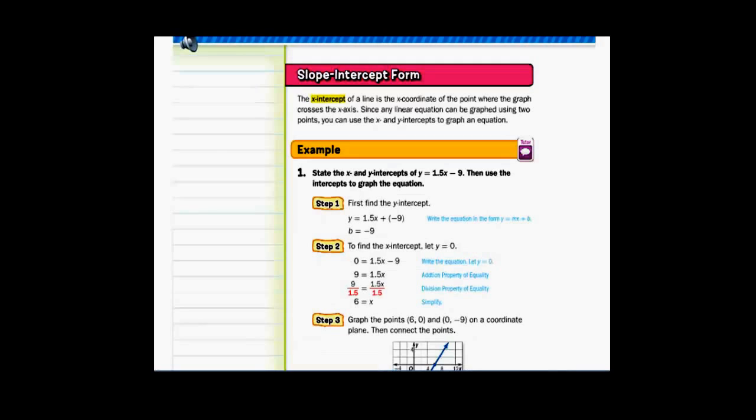All right, so the x-intercept of a line is the x-coordinate of the point where the graph crosses the x. That's what we just did. Shortened version, where does it touch the x? Since the linear equation can be graphed using 2 points, you can use the x and y intercepts to graph, which we just did. See how far advanced we are. Prodigies. All right, example, state the x and y intercepts of y equals 1.5x minus 9, then use the intercepts to graph the equation.